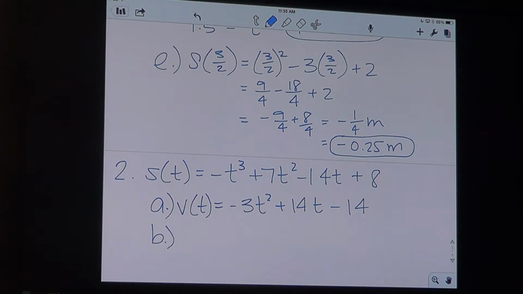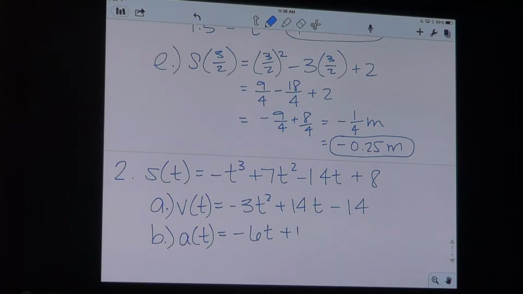Part B asks for the acceleration at any time t. So how do we find the acceleration? Second derivative of position, or in other words, the first derivative of velocity. So if we find the derivative of velocity, that will give us acceleration, which is negative 6t plus 14. Good. Negative 6t plus 14.